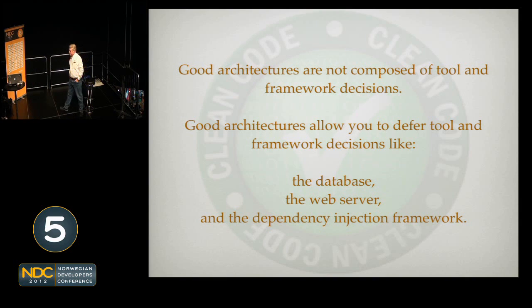Good architectures are not composed of tool and framework decisions. Good architectures allow you to defer tool and framework decisions, like the database and the web server, and the dependency injection framework. Who's got one? Now, isn't dependency injection cool? Don't you love it? Does it permeate your whole application? Do you have some monstrosity of an XML file or text file or some other file that describes all the dependency injections that go into your system? Have you lost control of this file? Anybody had to debug their system and found the bug was in that file?